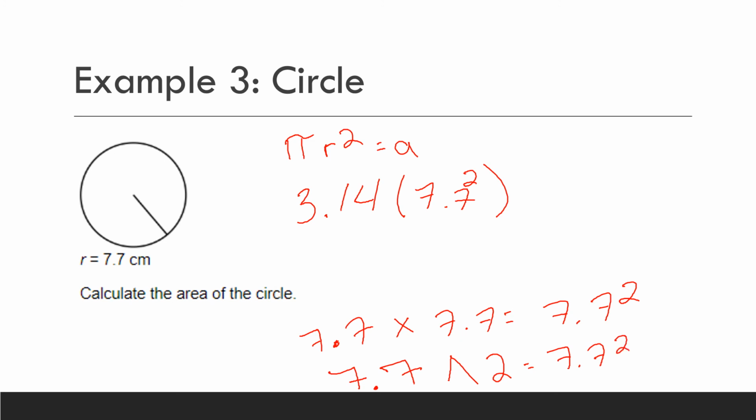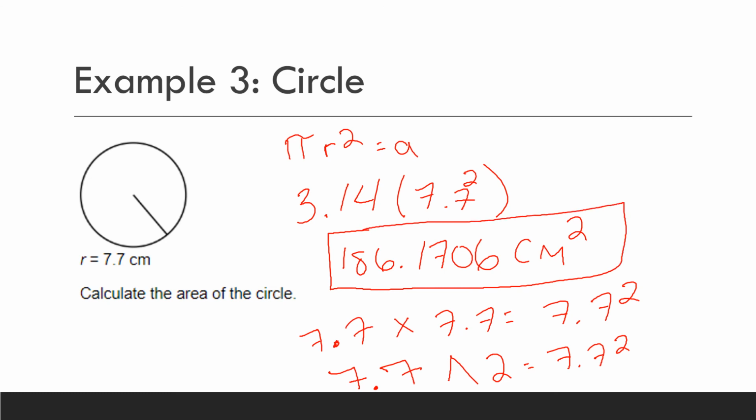So there's a whole bunch of different ways to do it on your calculator, or if you want to hand write it out, it's whatever works best for you. And then remember, pi is going to be 3.14. So when I do that math, I end up with 186.1706. And then remember, we're going to use that unit, centimeters, and it has to be squared because it is an area formula.